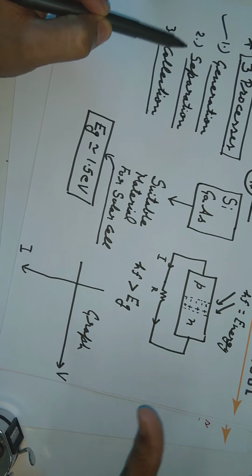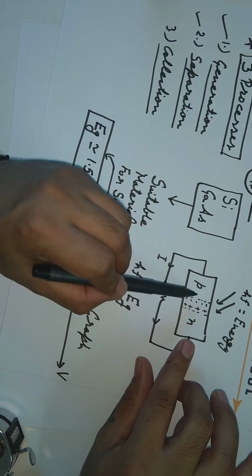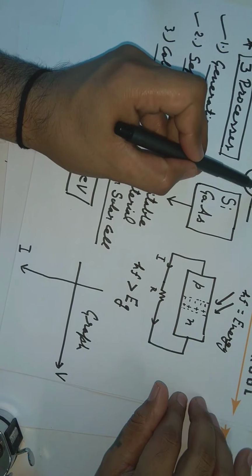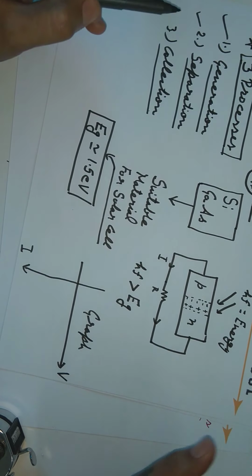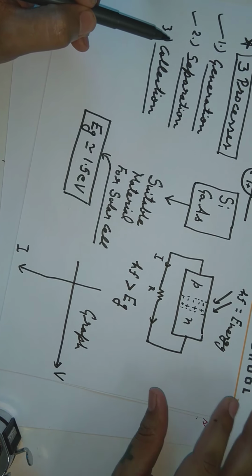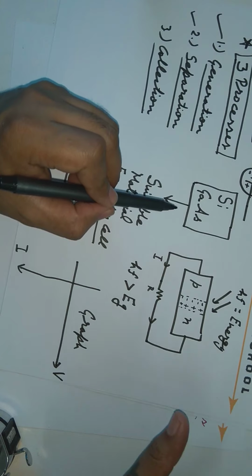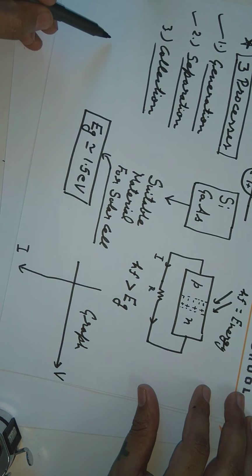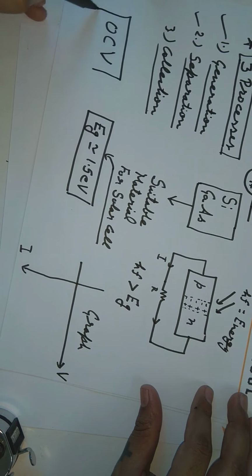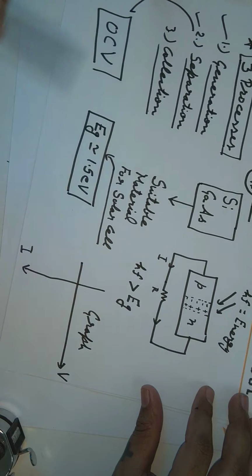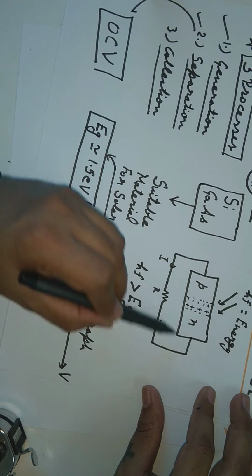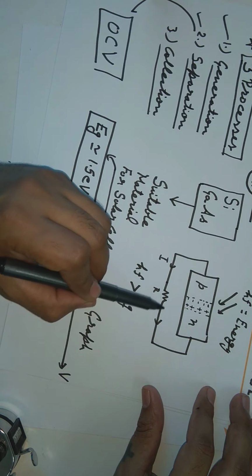Now the second step, separation. When the hole and electron are generated, they are separated toward the terminals of the p-n junction diode. This happens when the solar cell is in open circuit, and it induces an EMF, and that EMF is called the open circuit voltage. Now if we apply a resistance across it and complete the circuit, then what will happen?